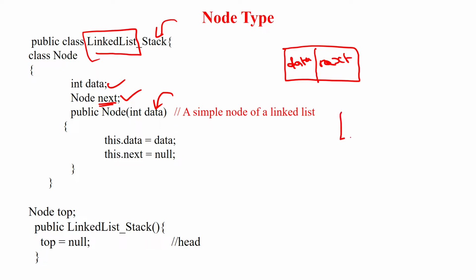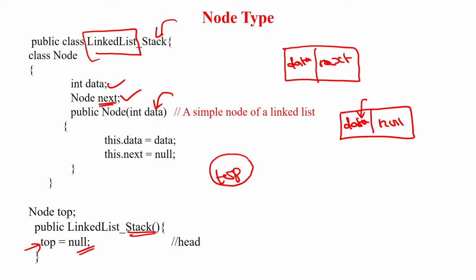Then we are assigning the values into the node. Whenever we are creating a node, we always create it with the required data stored in the data field, and the next field having the null value. Initially the list is empty, which means the stack is empty. Stack is empty is indicated by assigning the null value to the top variable, because in a stack one of the important things is the top variable. The top variable always accesses the top element in the stack. So initially top is null, which means the stack is empty.